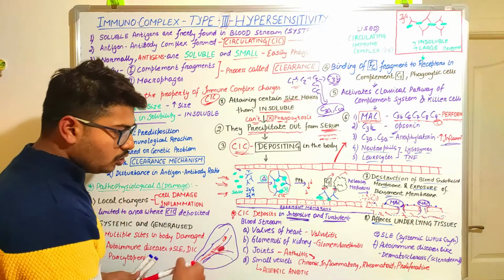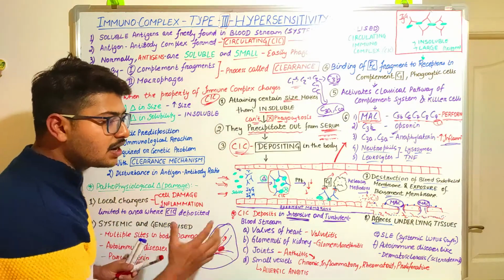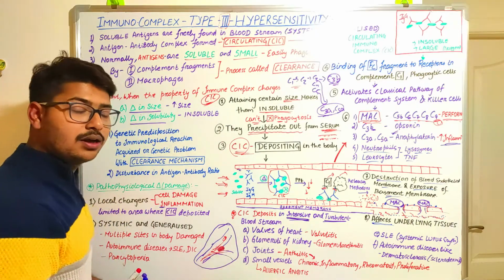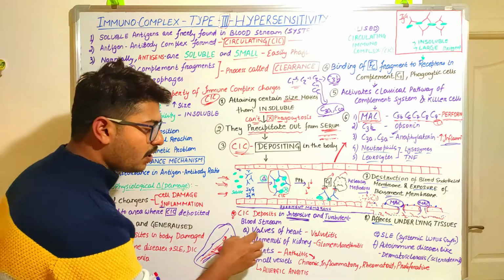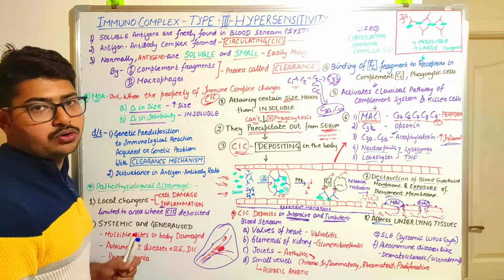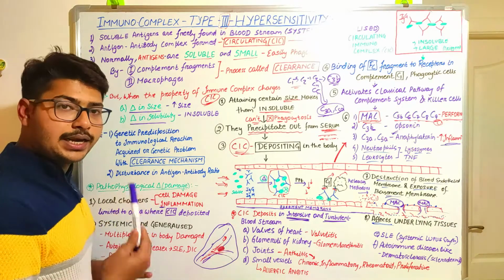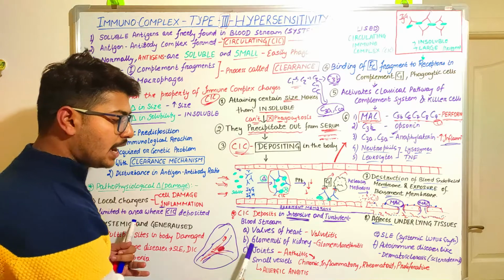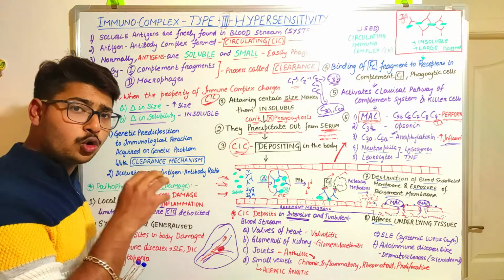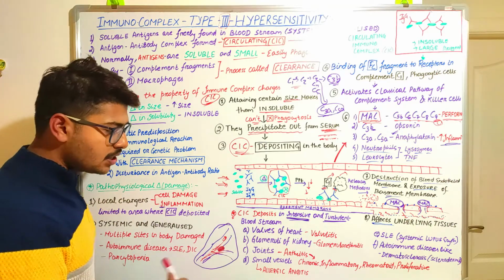Okay, so what are the diseases that come under this type of hypersensitivity? If there is deposition of CIC in the valves of the heart, then we are going to see inflammation of the valves, and we call it valvulitis. Similarly, in the glomerulus of the kidney, it can be glomerulonephritis, and in joints it can be arthritis, and this arthritis will be a chronic inflammatory reaction, maybe rheumatoid arthritis.